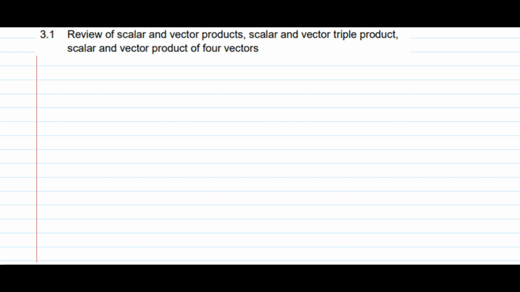So to start off, we are going to start with the first topic, which is the review of scalars and vector products, scalar and vector triple products, and scalar and vector products for four vectors. For scalars, we are not going to go that deep because this is about vector calculus. But before that, let's talk about what a scalar is.